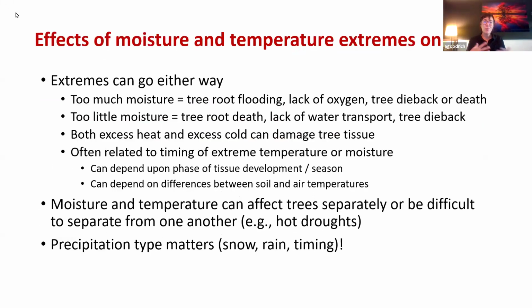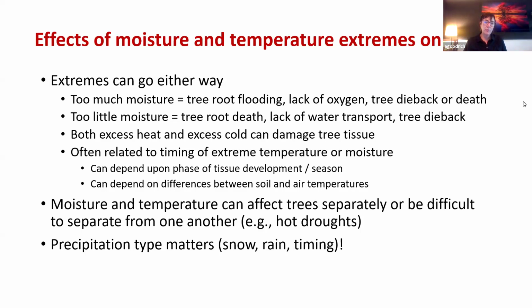So when we're talking about moisture and temperature extremes on trees, those extremes can go either way. We can be talking about too much moisture. So trees can get flooded. And if their roots are getting flooded with water, they're going to have a lack of oxygen. That can lead to tree dieback or death. We often see that in trees that are flooded year after year. You'll just have a bunch of dead standing trees in there. Some species are more tolerant than others.